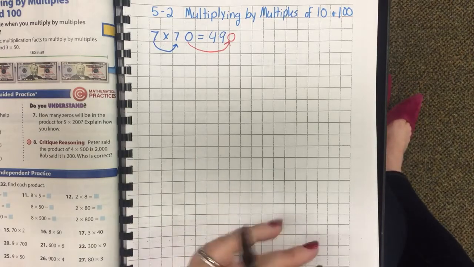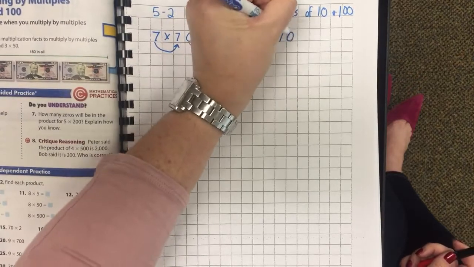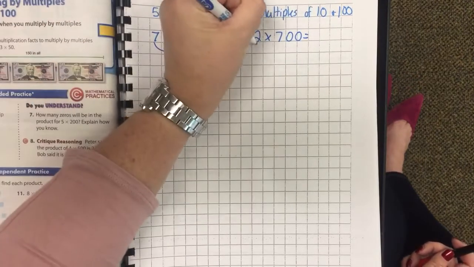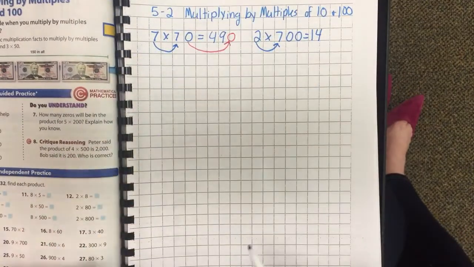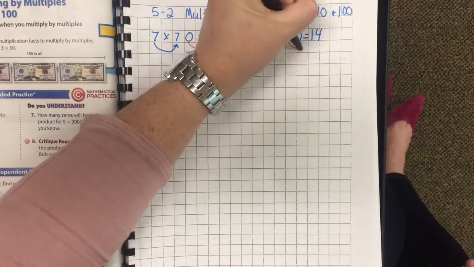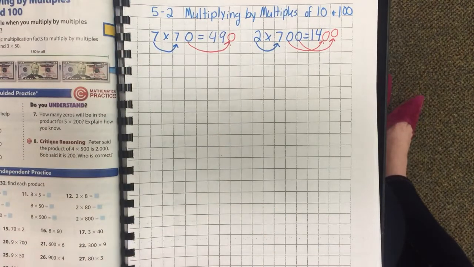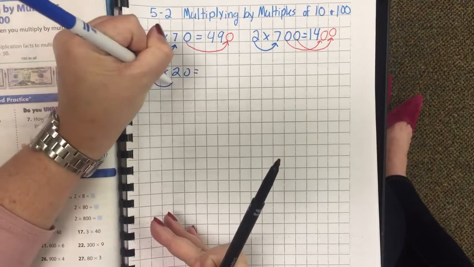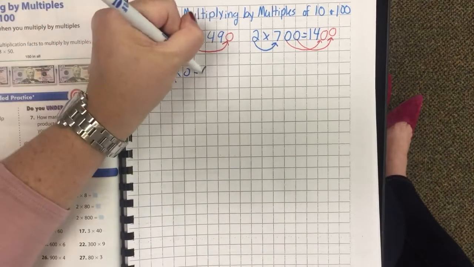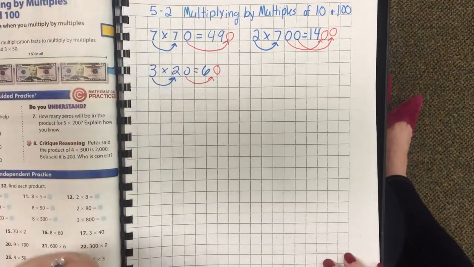Same thing. Next one. 2 times 700. What's 2 times 7? 14. How many zeros do I see? 2. So I'm going to be adding 2 zeros. There's one. There's the other. What about 3 times 20? All I really need to think about is what's 3 times 2? 6. How many zeros do I see? 1. So I'm adding on that 1 zero.